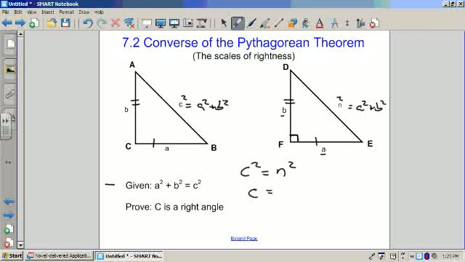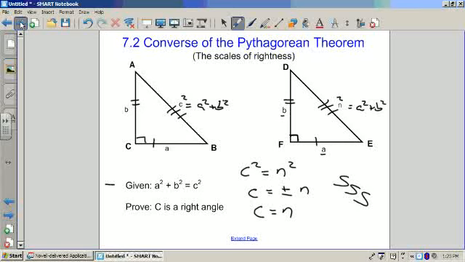Taking the square root of both sides, c is equal to plus or minus n. But because these are leg lengths, they both have to be positive, so c must be equal to the positive n. That tells me that AB must be congruent to DE, and the 2 triangles must be congruent by side, side, side. If the triangles are congruent by side, side, side, all of their corresponding parts must be congruent. Angle C corresponds to angle F. Since angle F is a right angle, angle C must be a right angle also. That's what we were trying to prove, the converse of the Pythagorean theorem.